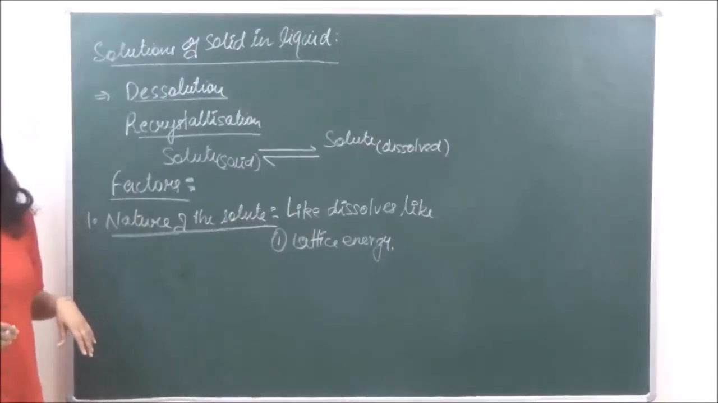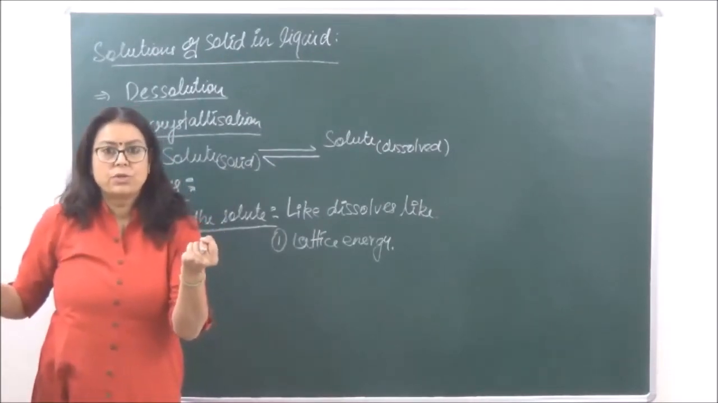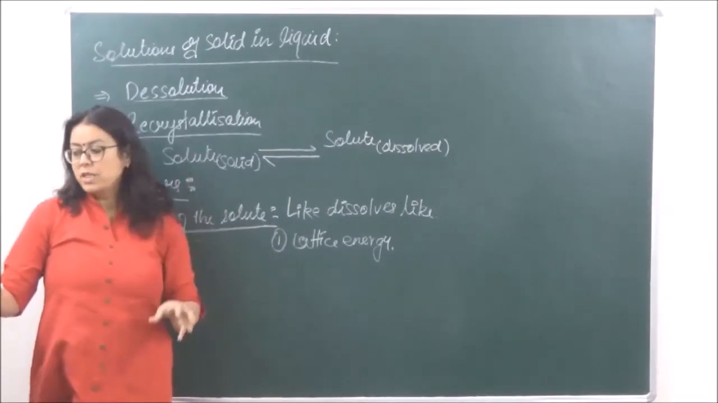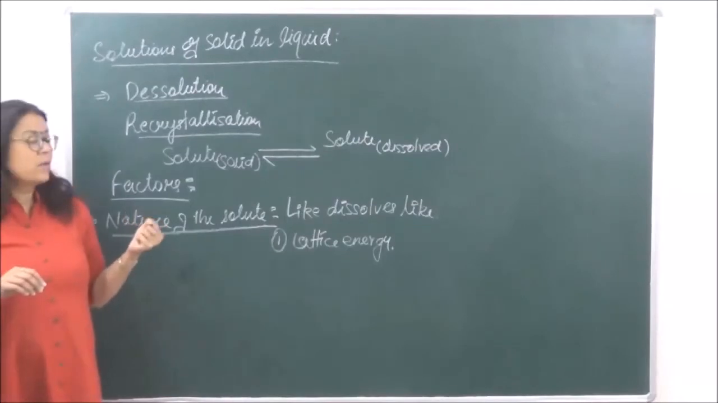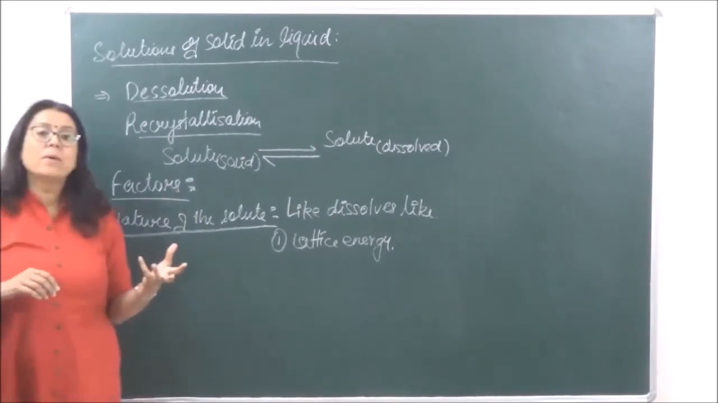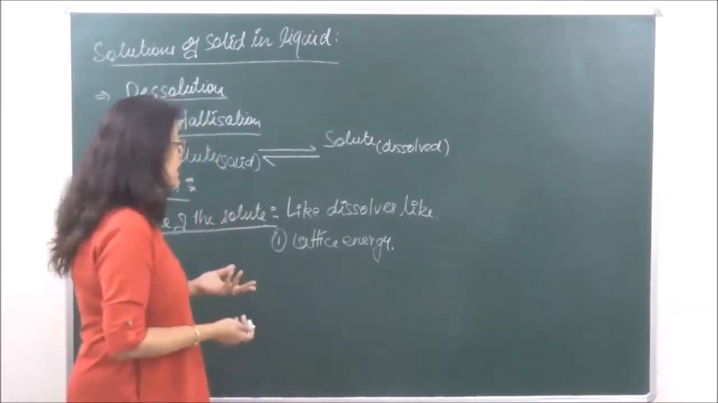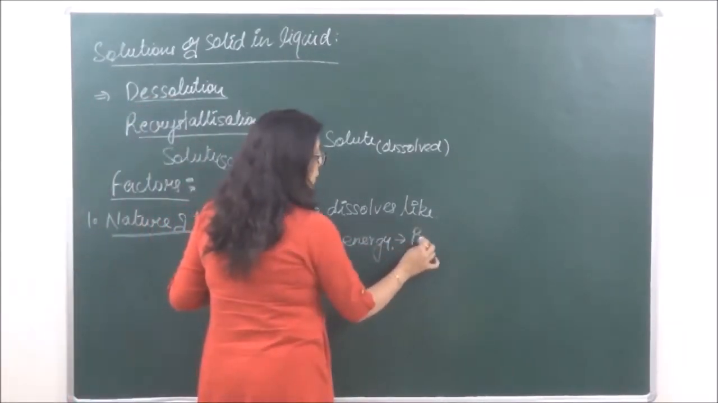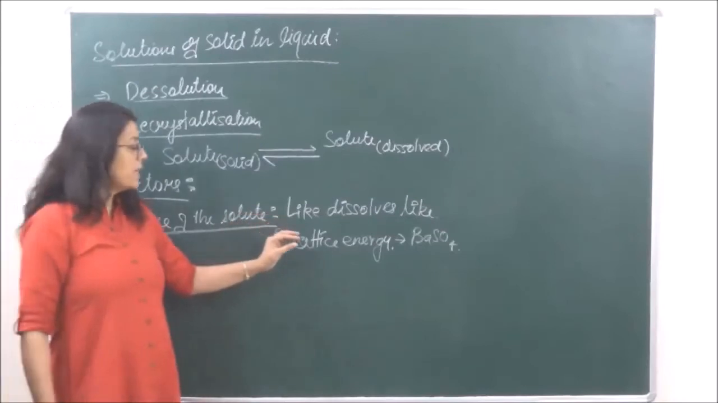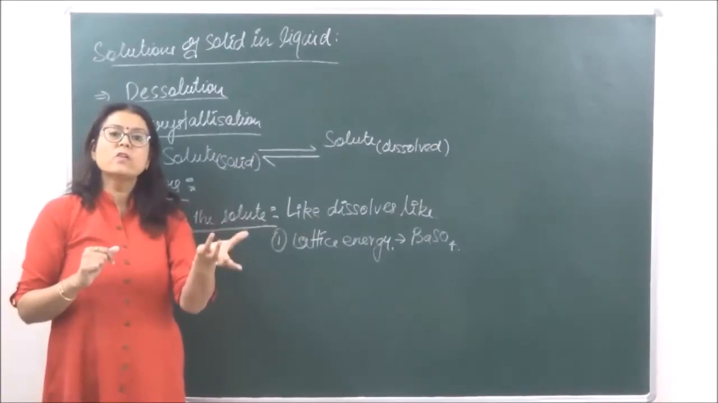What do we understand by lattice energy? It is the energy with which the ions are bound in a crystal. So if the lattice energy is going to be higher, the ions will be more strongly bound. So all the solutes having high lattice energy are not very soluble in water. For example, we can take barium sulfate. So lattice energy is the interaction between the solute and the solute particles.